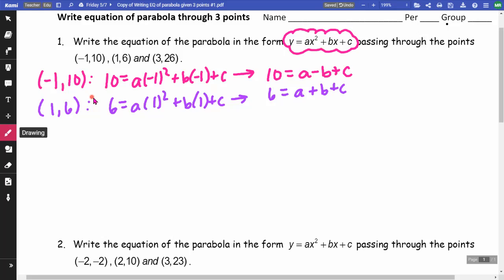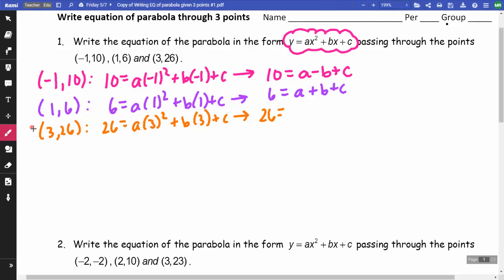And for the last point, this point here, 3, 26, I get 26 is equal to a times 3 squared plus b times 3 plus c. And that's going to give me 26 is equal to 9a plus 3b plus c.